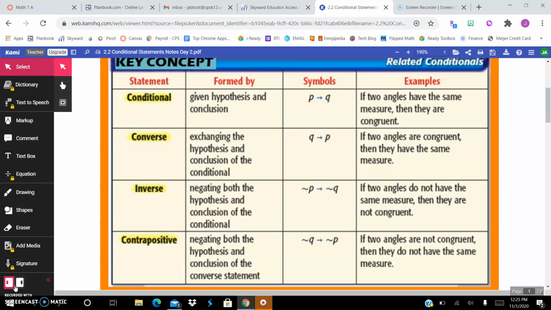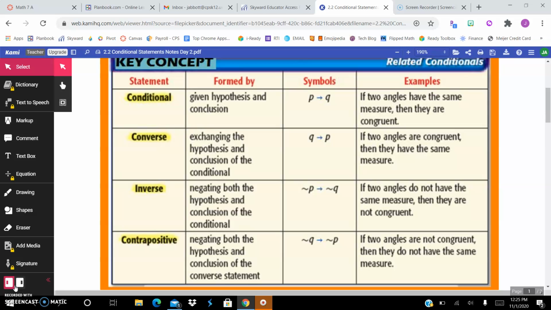Moving on, the converse of a conditional statement would be flipping those two around, making the then statement now the if statement. The conditional was: if two angles have the same measure, then they are congruent. The converse of that is taking the then statement and making it the if statement. So, if two angles are congruent, then they have the same measure. Just flipping those two things around.